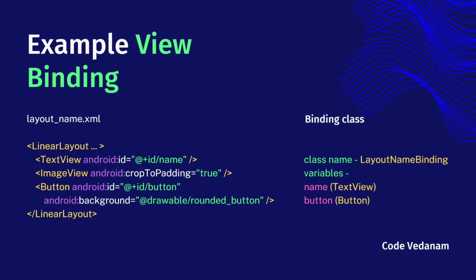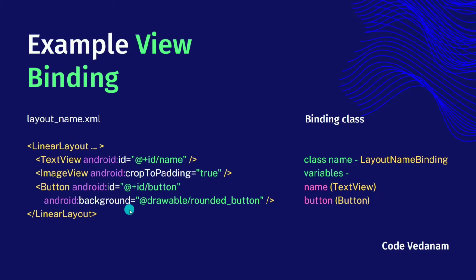Okay, so now let's understand how view binding is going to work, with this example. Suppose we have a layout file. The file name is layout_name.xml, and in this layout file we have the root view as the LinearLayout, which is a view group, and it contains 3 view items. First is the TextView, and it has an ID name, and then we have an ImageView, and there is no ID for this, and we have a button with the ID pattern.